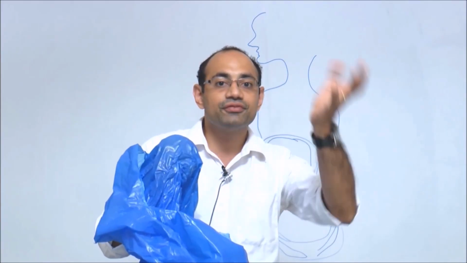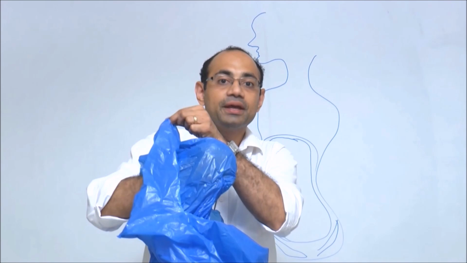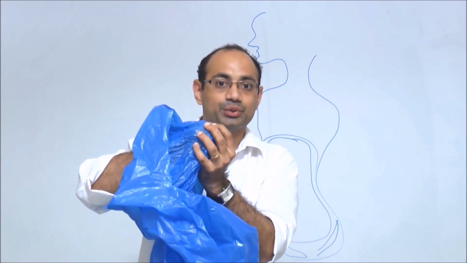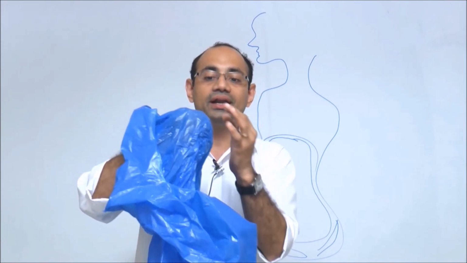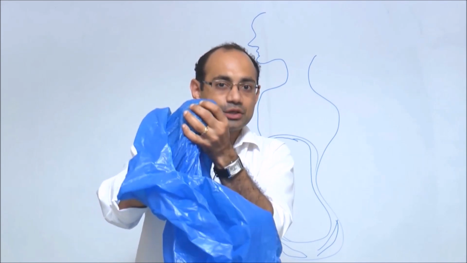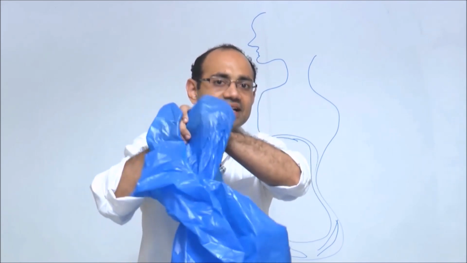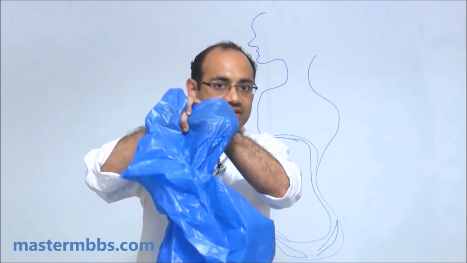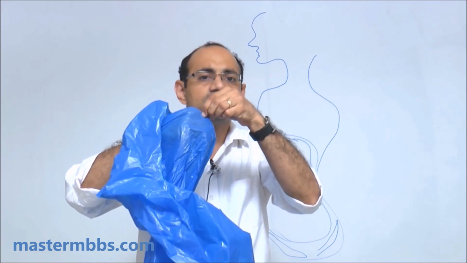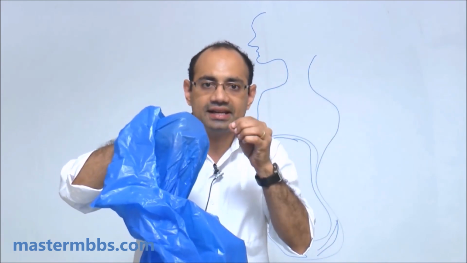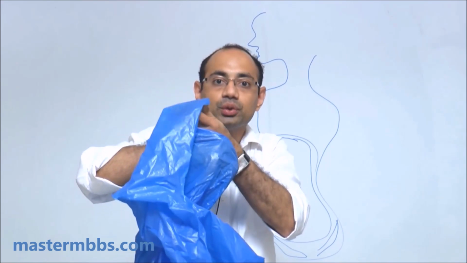So we are going to see the differences between the parietal peritoneum and the visceral peritoneum. What are the differences? One, the visceral peritoneum is very tightly adherent to the viscera, so you cannot strip it off. Okay, it is very tightly adherent. How about the parietal peritoneum?